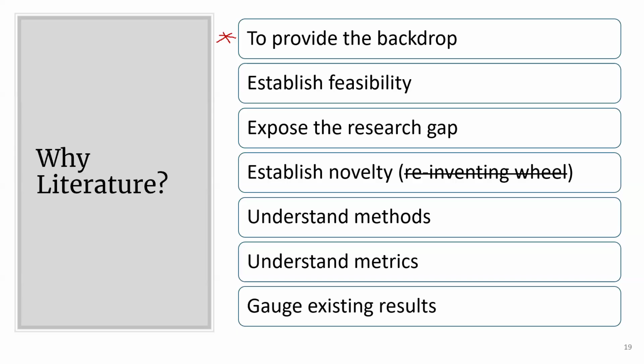So to provide the backdrop, we use literature. That means when we write the literature review or the introduction, we cite important themes in literature and show their deficiencies so that the research gap is very obvious to the reviewers or the readers. That is providing the backdrop.